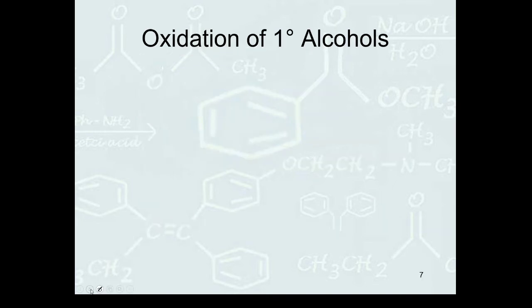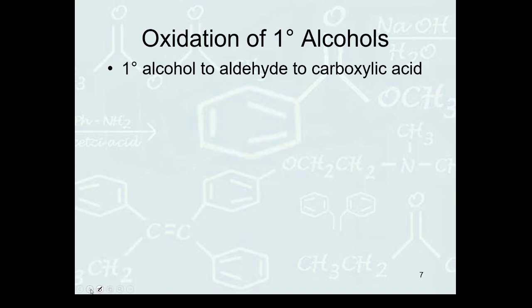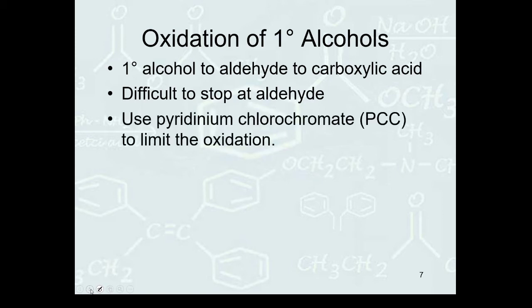The oxidation of primary alcohols. Now this is interesting. They go to an aldehyde, immediately to a carboxylic acid. It's uncontrollable. It is very hard to stop at the aldehyde. There is one reagent that will stop it, and it will only go to an aldehyde, and it's PCC. All right, pyridinium chlorochromate. PCC will stop the oxidation of a primary alcohol at the aldehyde. It will not oxidize an aldehyde to a carboxylic acid.